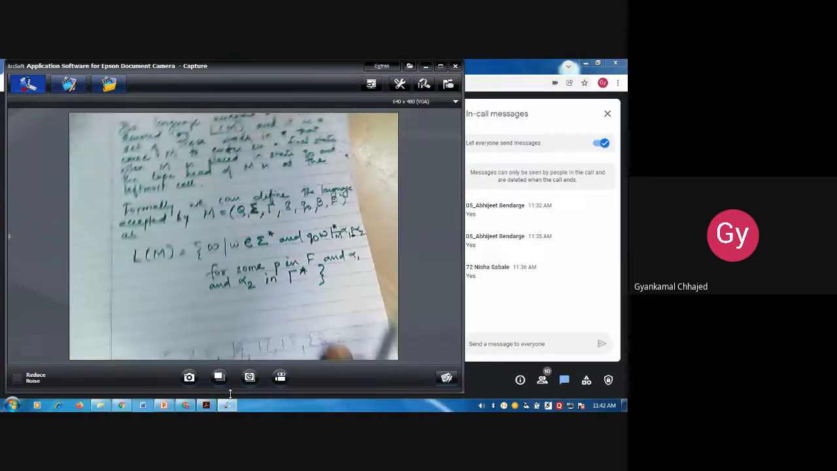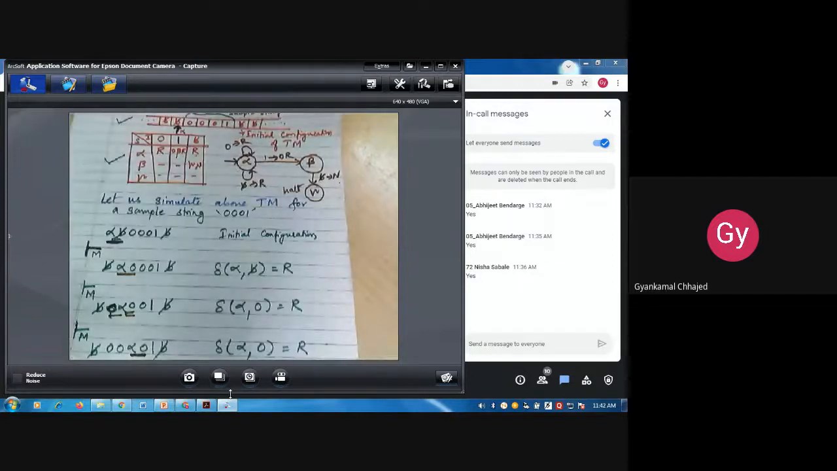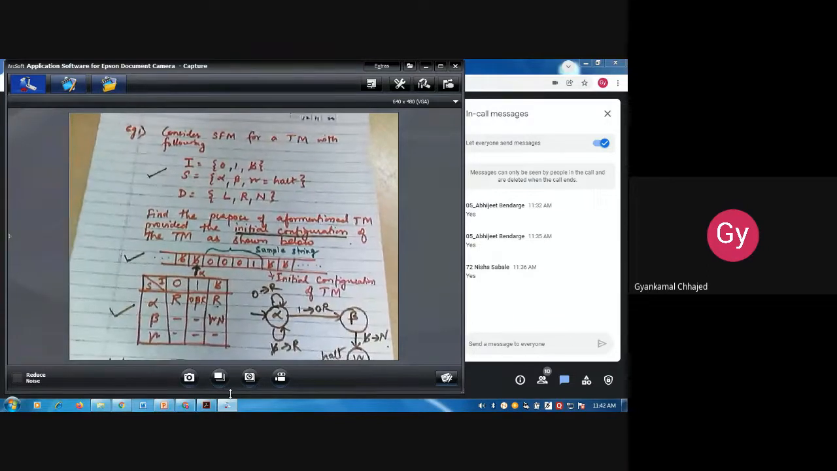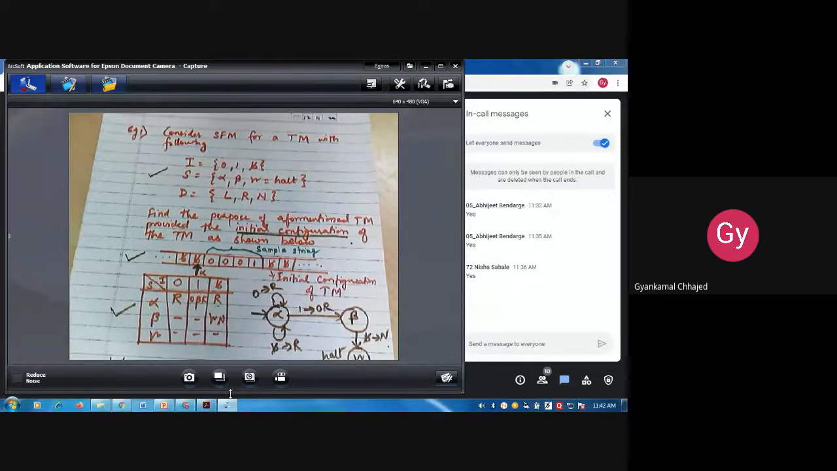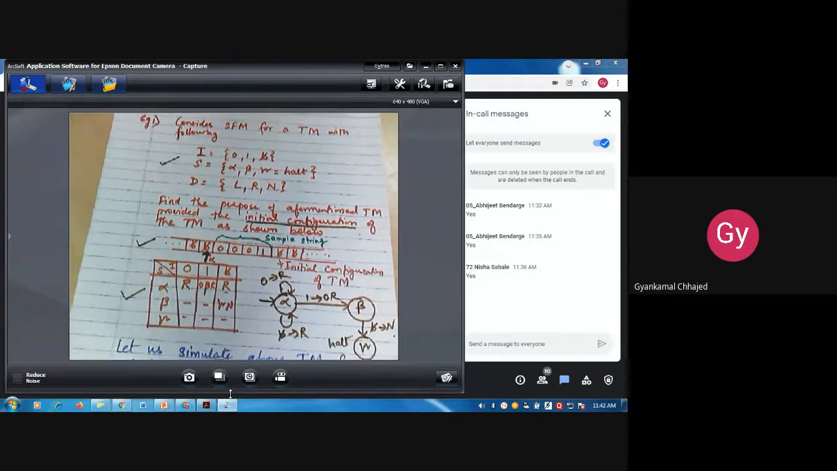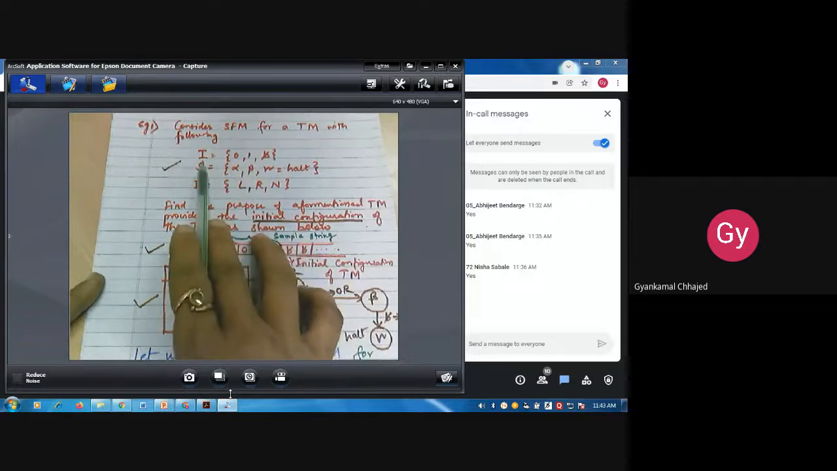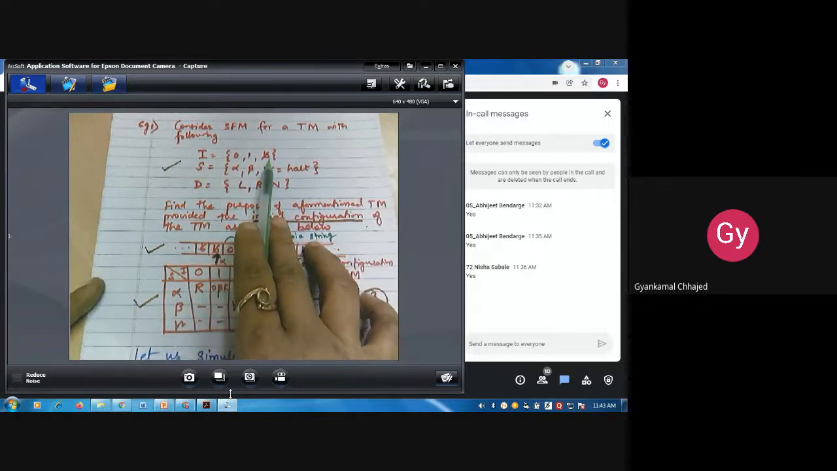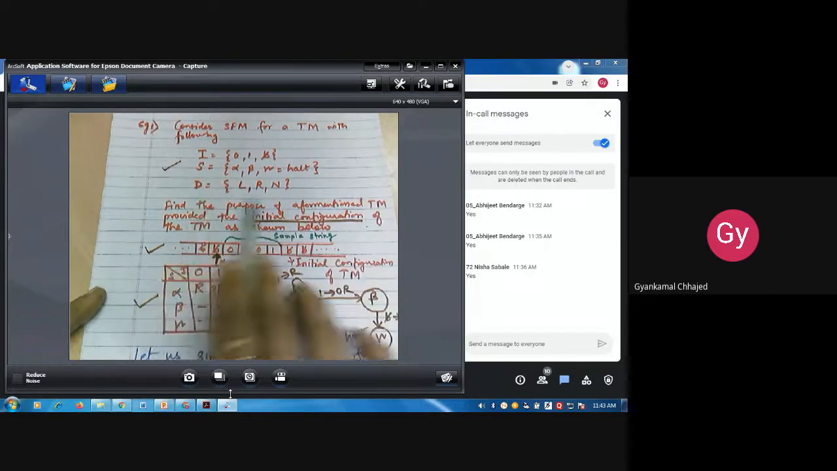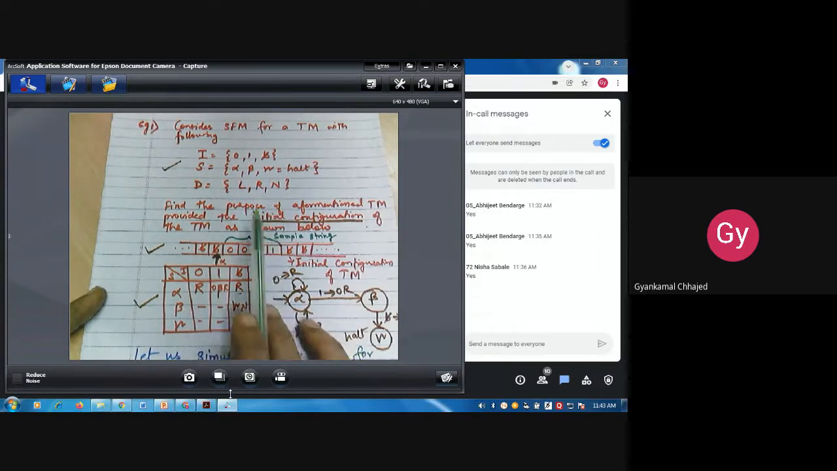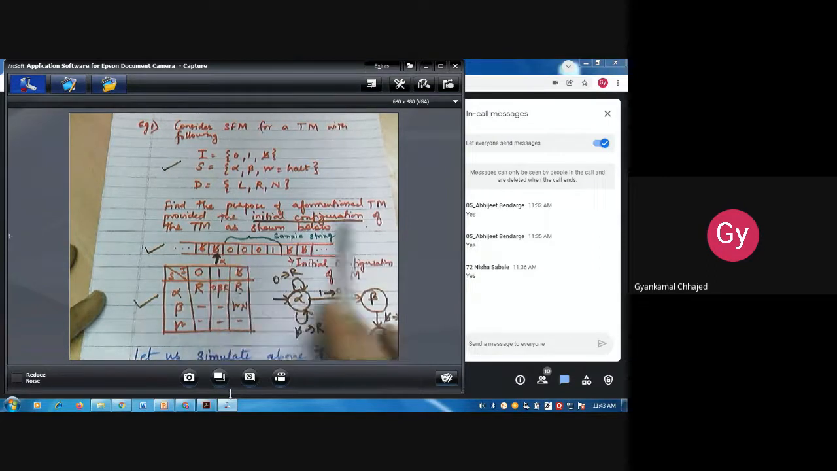Now we will move to the next part, that is problem solving, which is of more importance. Before we start solving the problem, we will try to understand how the machines are simulated. Whenever there is a functional matrix, we have the information: I is the allowable symbols, S is the number of states, and D represents the movement directions. So we have to find out the purpose of the aforementioned TM.